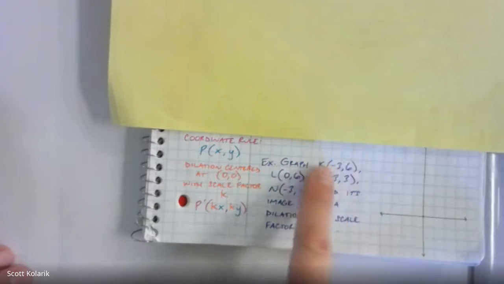In this case, 1/3. So in order to find out the image of K, or where K prime is located, I would simply take this coordinate point -3, 6, and then multiply it by 1/3. So for instance, -3 times 1/3 would be -1. 6 times 1/3 would be 2. So my new point, K prime, would be at -1, 2. So let me jump to the solution sheet so you can see this worked out.